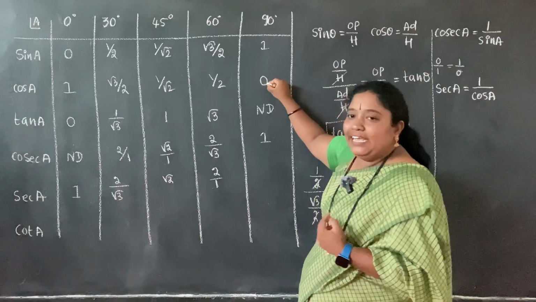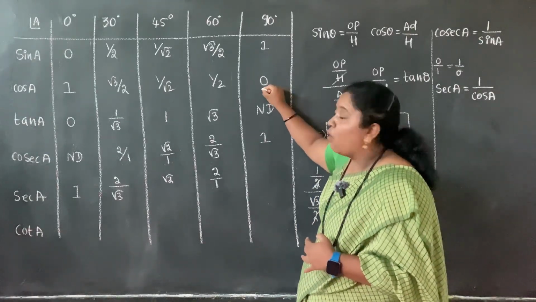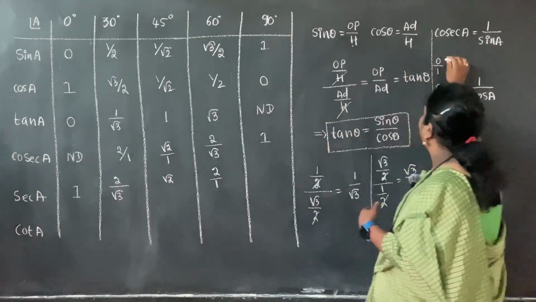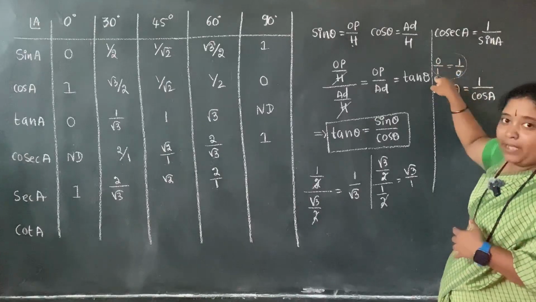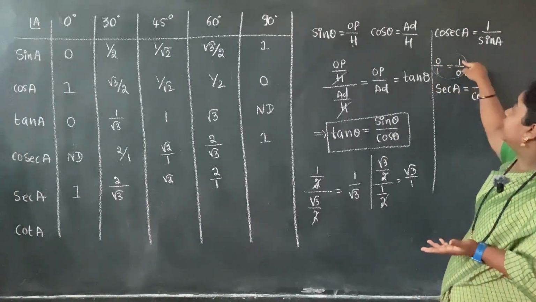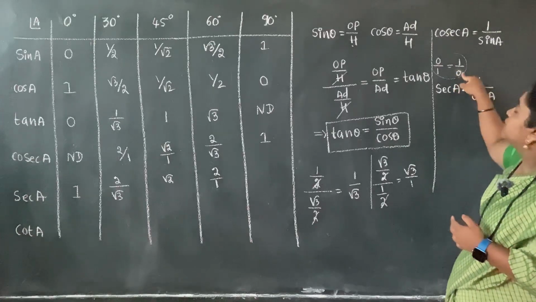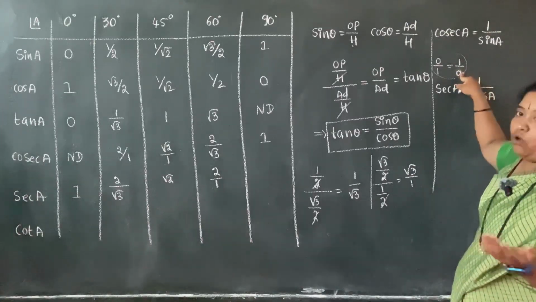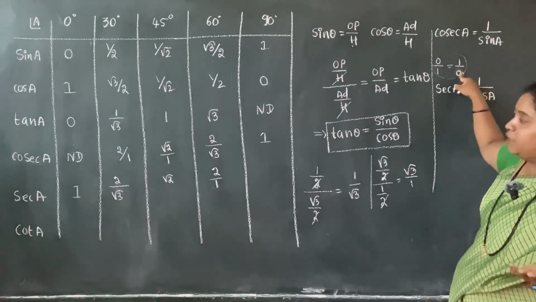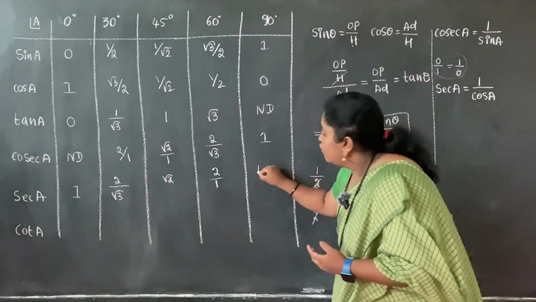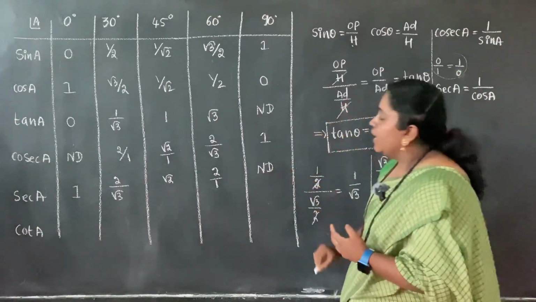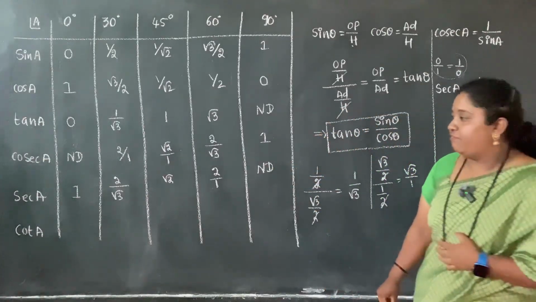And after that, at the end, look at the board. Cos 90 is 0. By default, it is nothing but 0 by 1. Again, you need to remember this case, 0 by 1. If I reciprocal it, it will become 1 by 0. And you know that if the denominator is 0, then I cannot divide it. So it is not a defined manner. So I'll be writing here not defined.